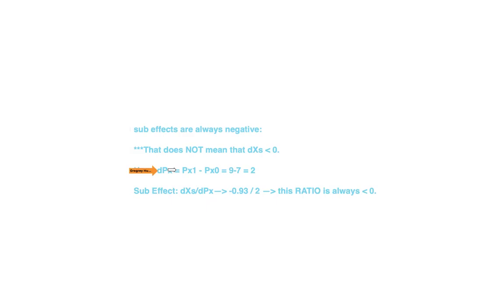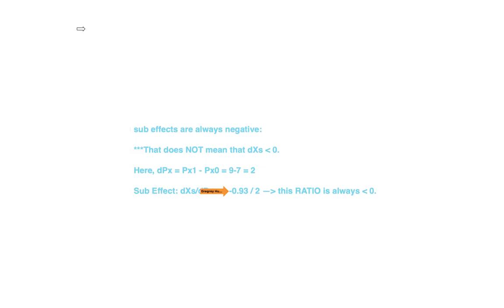So if we had a price decrease instead of a price increase, then we'd end up with a negative change in the price of x. A negative change is the price was 9 and it went down to 7, so that's a decrease of minus $2, the opposite case. If that happened, then when we calculated our dxs, it would be a positive number.